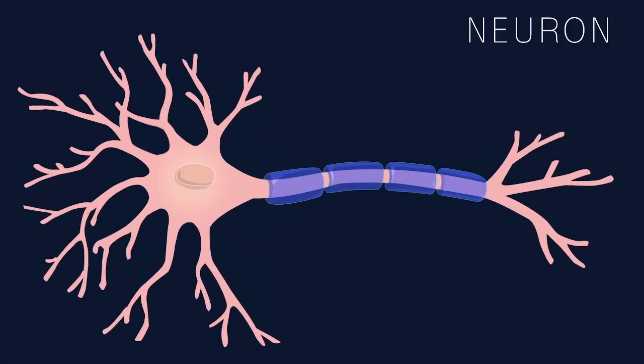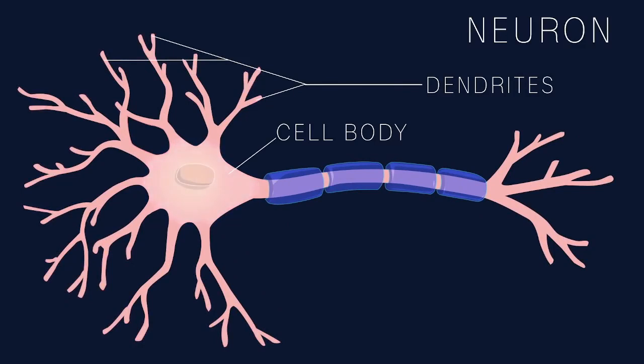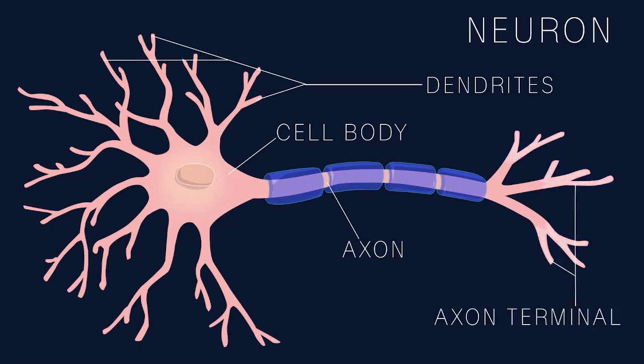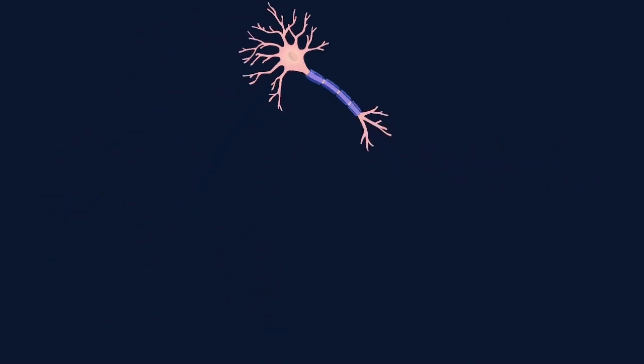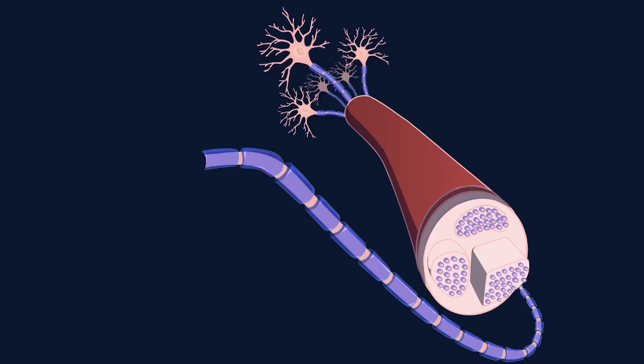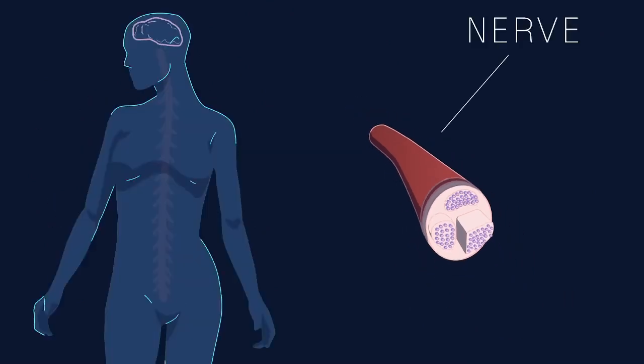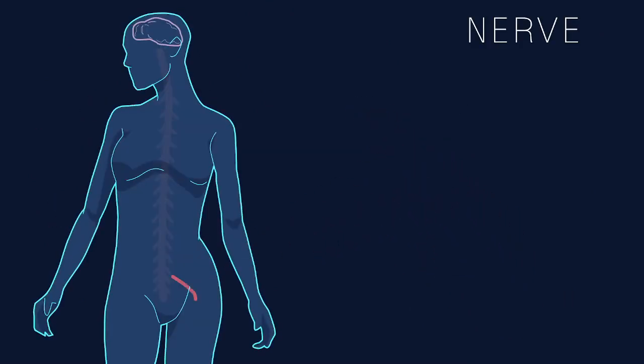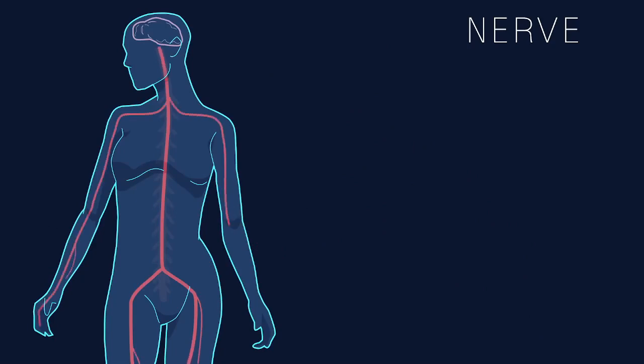This is a neuron, which has four main parts. The dendrites receive information, the cell body processes and integrates that information, the axon carries the information along long distances from one part of the neuron to another, and the axon terminal transmits the information to the next cell in the chain. A bundle of axons traveling together is called a nerve. Nerves can be very long as they often need to transmit information over long distances.